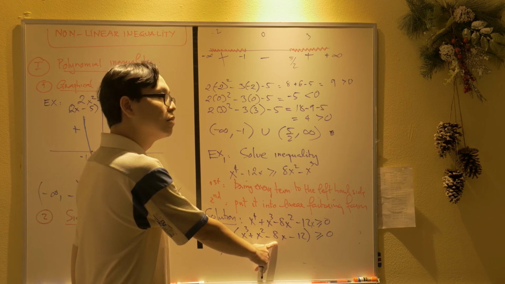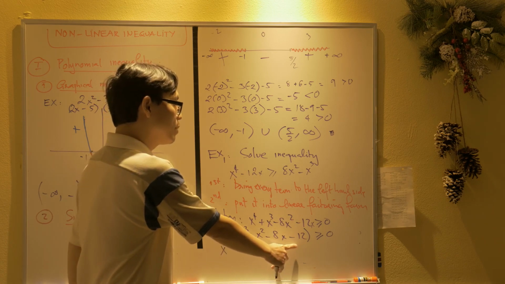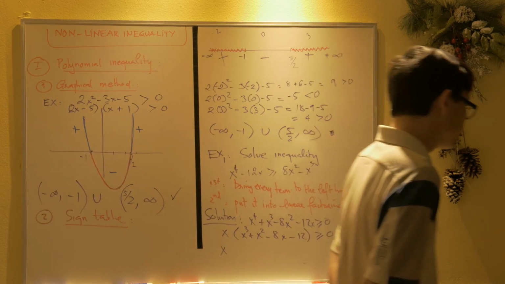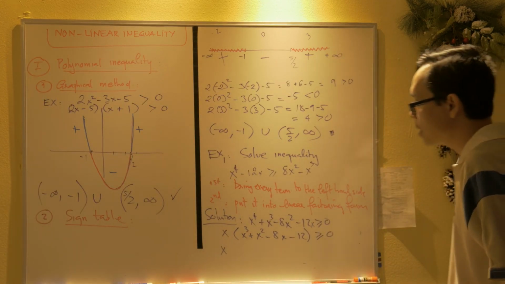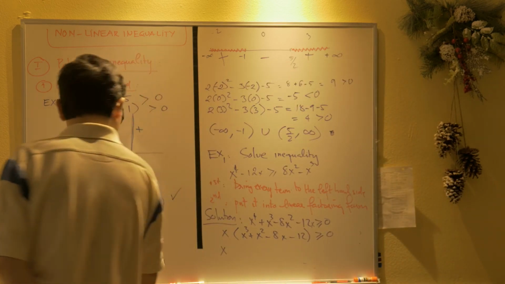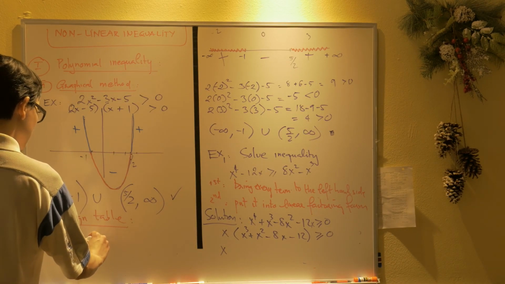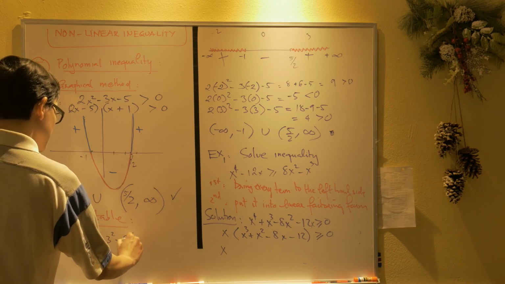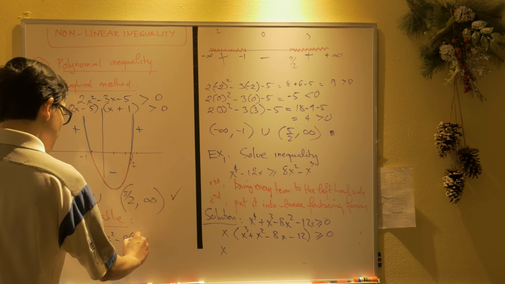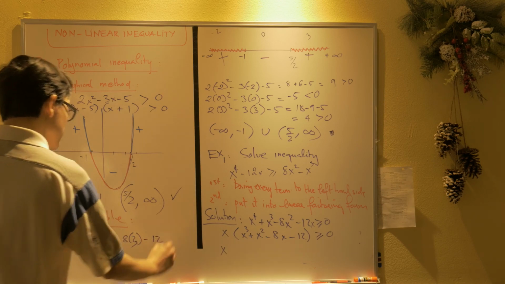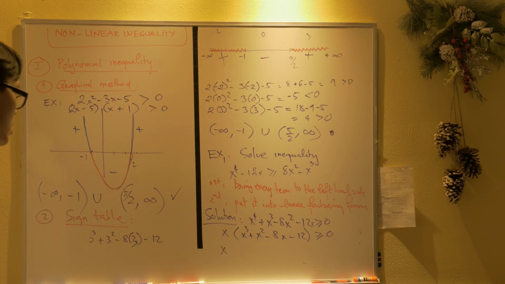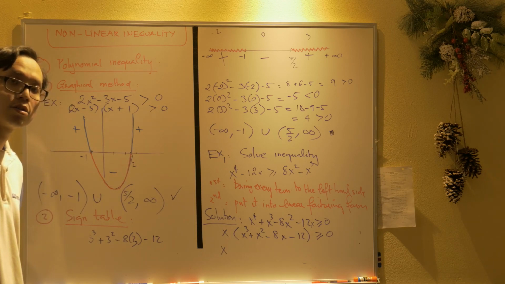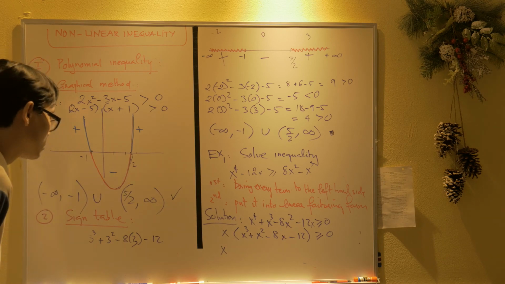12 minus 16 is -4, so -4, -12 doesn't work. So 2 doesn't work. How about 3? Let me do it on the side over here. So 3 to the third, plus 3 squared, minus 8 times 3, minus 12. Let's see if it turns out to be 0 or not, because if it does, it means 3 is considered a 0 of that polynomial.